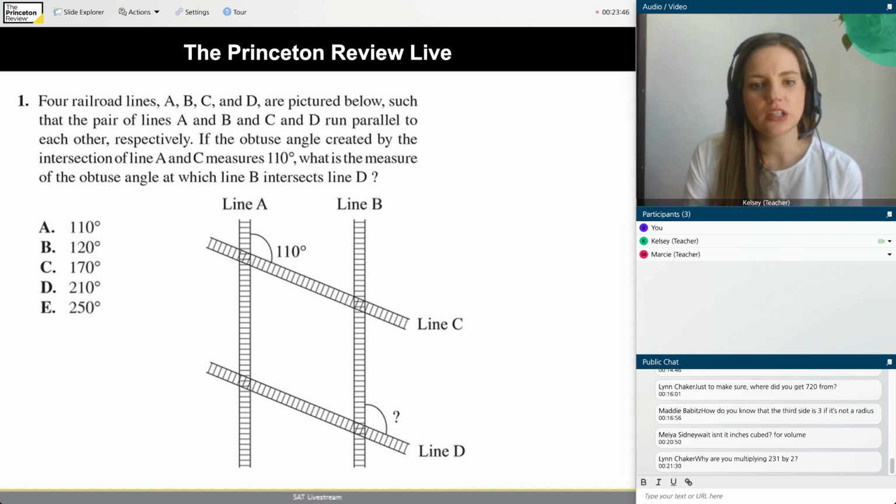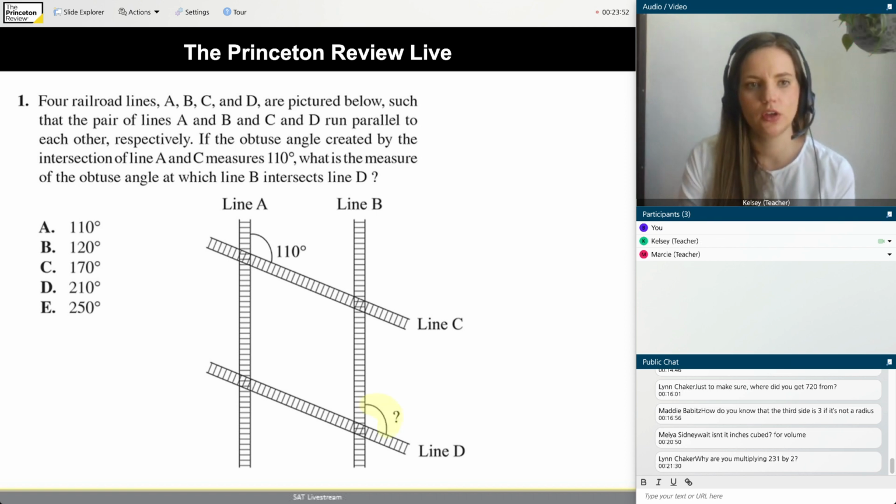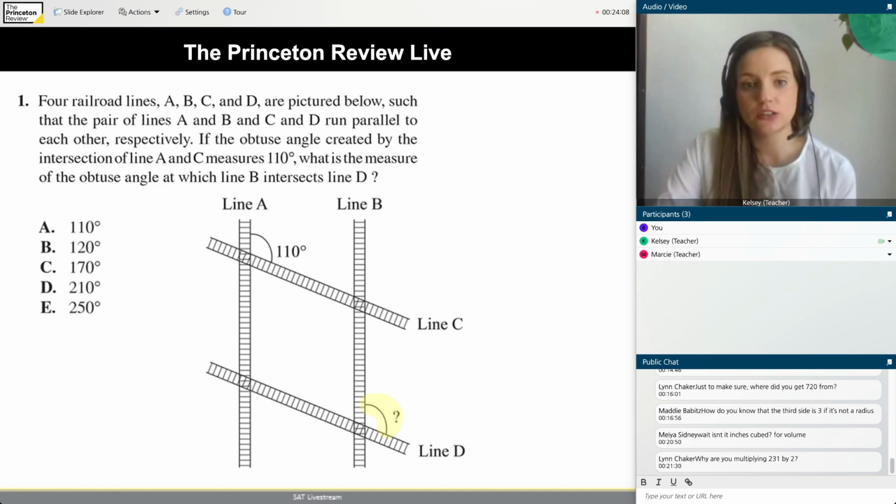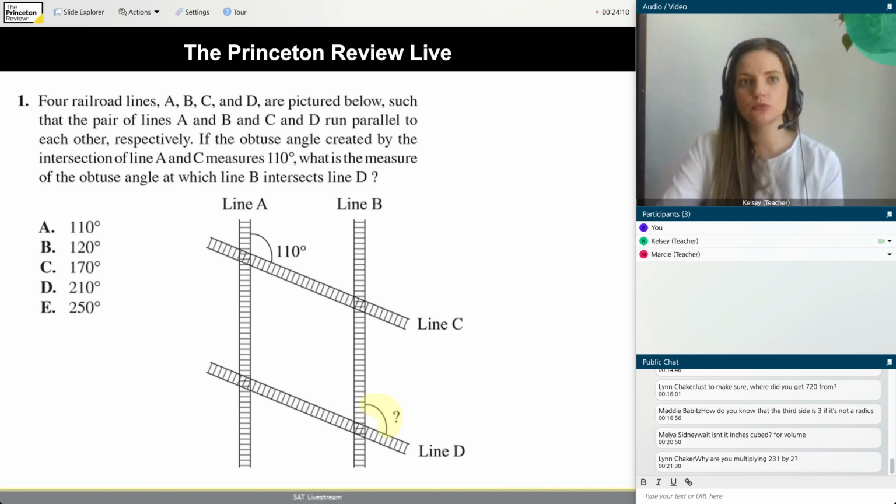So everything's labeled for us, but we just want to take a look and see what's going on here. We're looking for the angle measure of where line B is intersecting line D. The obtuse angle, which we need to know, is the big angle. If you remember from back in the day, the obtuse angle is the big one and acute angle is the little one. And so there's some interesting rules that we can follow when dealing with parallel lines.